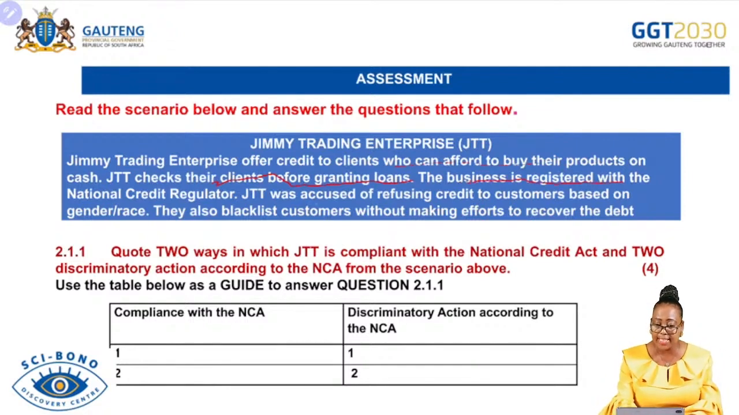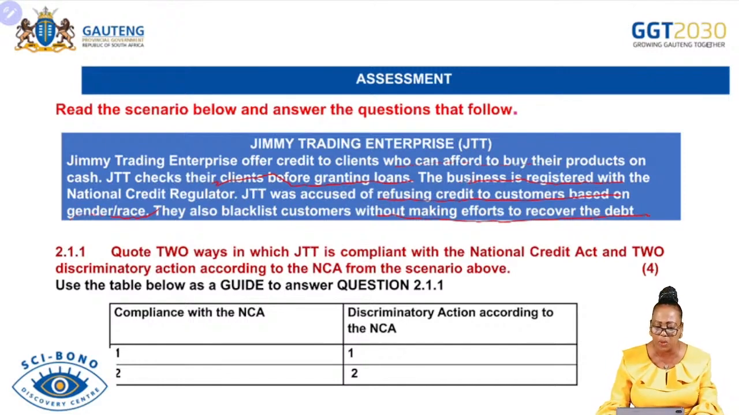Then it continues to say, JTT was accused of refusing credit to customers based on gender. Now JTT is doing something that is non-compliant. They're being discriminatory. And then they also blacklist customers without making efforts. No, that's not what FICA says. There are procedures before you blacklist, remember? We did touch on before blacklisting. That is a non-discriminatory action. Before you blacklist, you have some follow-ups first.